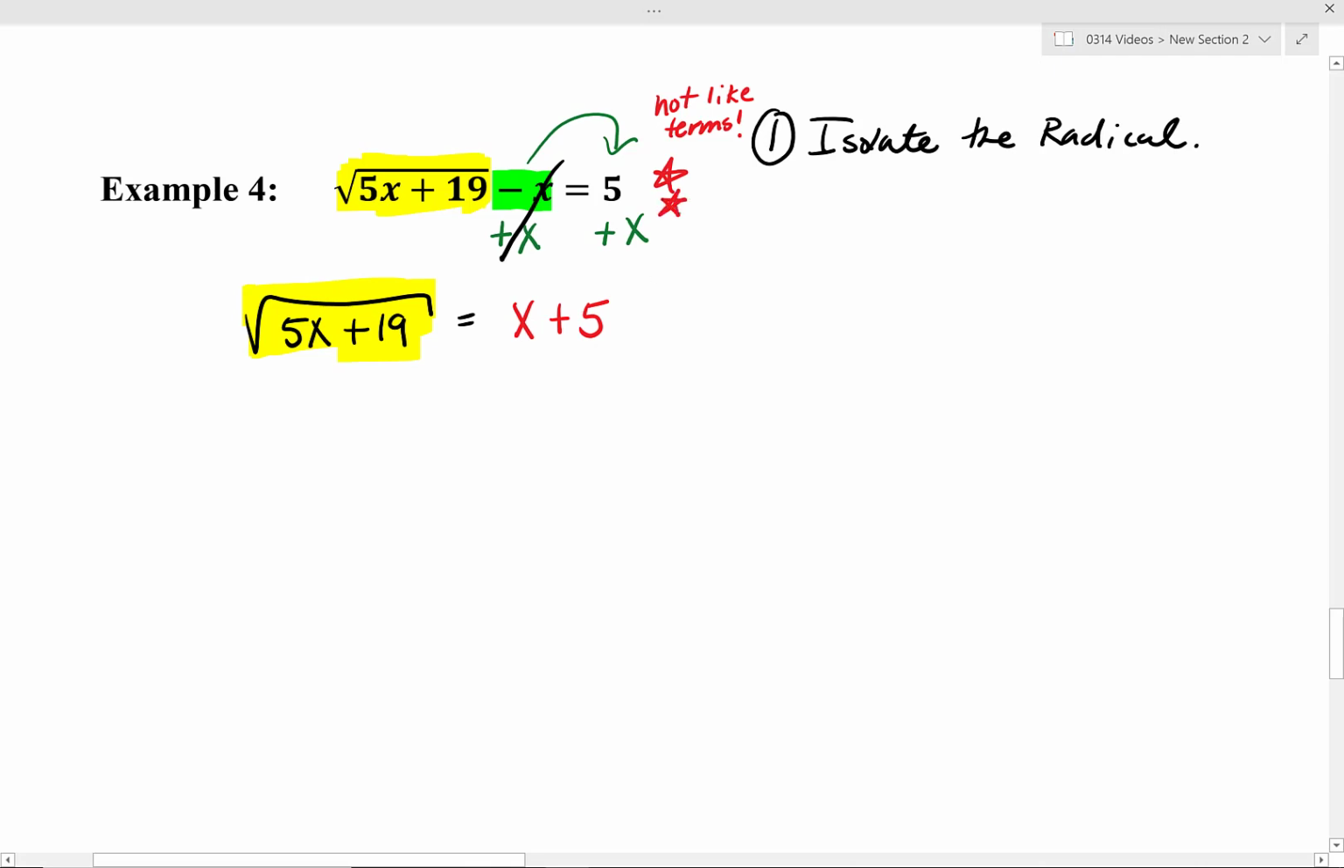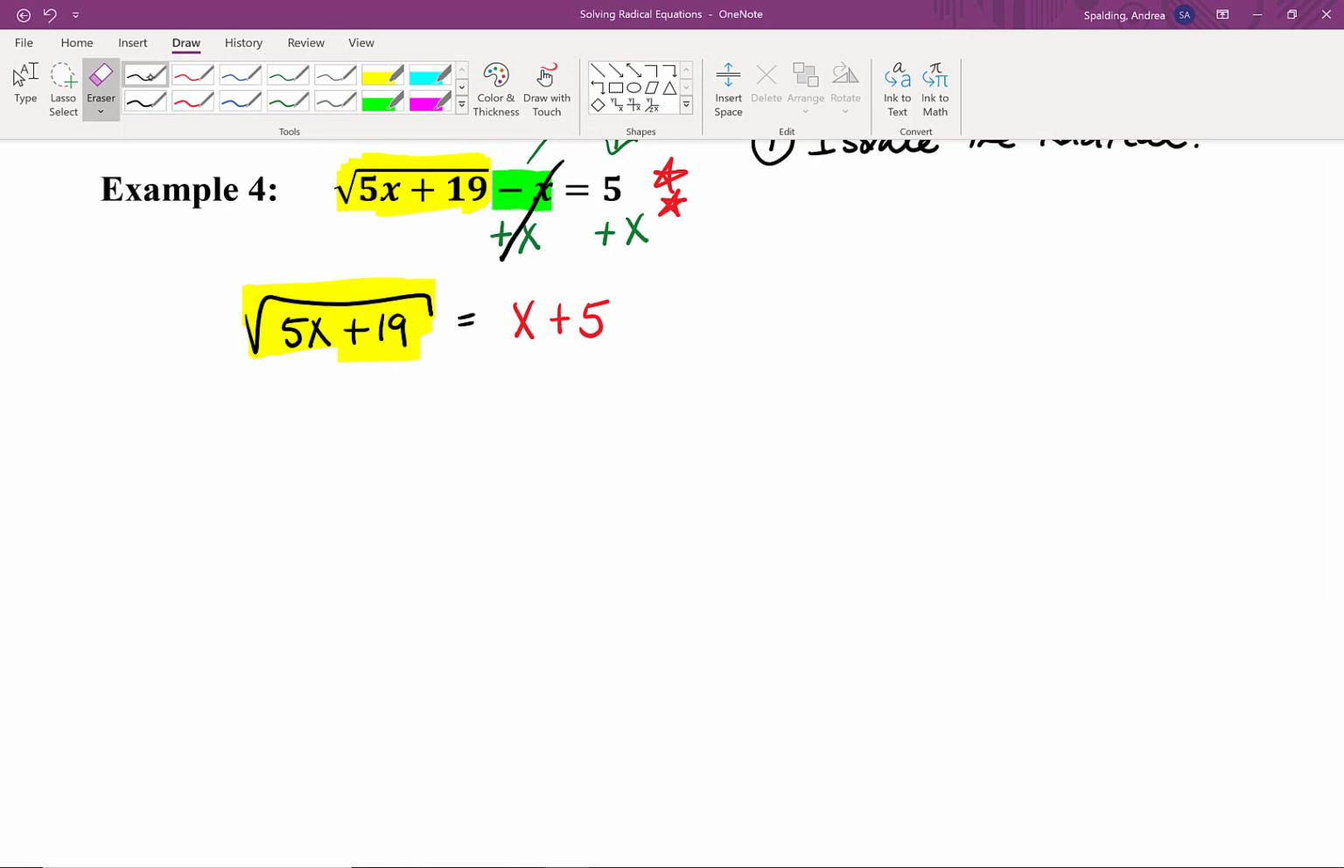Okay, I'm going to put a couple of stars here. Be really careful. Sometimes we mistakenly write this as 5 times x. That is not what that is. That's 5 plus x or x plus 5. Not like terms, so you cannot combine them into the same term. So be really careful about what you do with those not like terms.